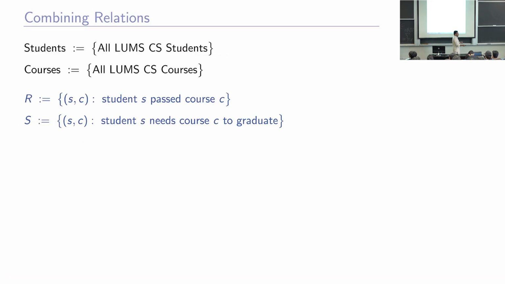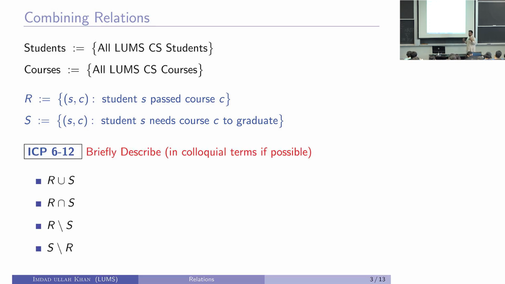So here was an application that we studied last time. If I have R as a relation of ordered pairs of students and courses that the student has already passed, and S as students and courses where the student needs that course to graduate, what would be the meaning of the union of R and S, the intersection of R and S, R minus S, and S minus R? We saw an application of how a registrar's office or a course coordination system would be interested in such questions.